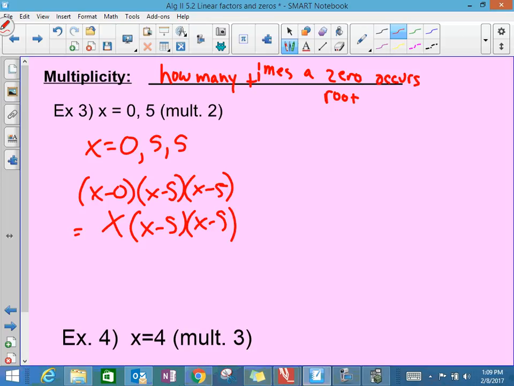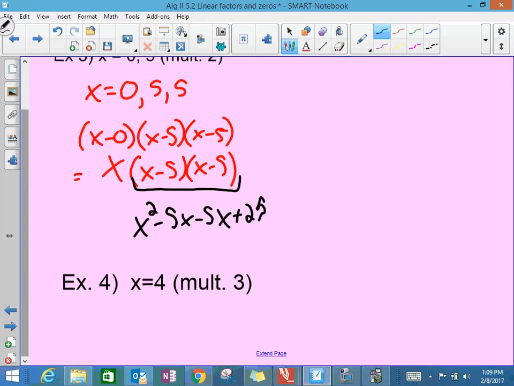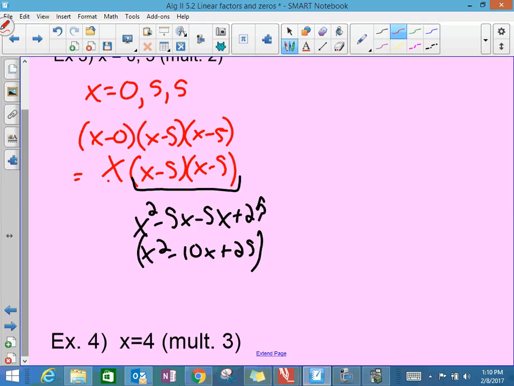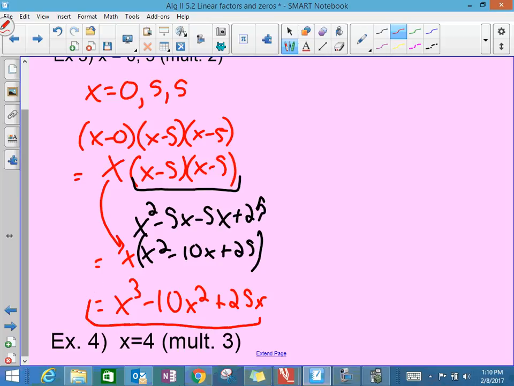FOIL, right? So we get x squared minus 5x minus 5x plus 25. X squared minus 10x plus 25. And then we bring down that x. So we get x to the third minus 10x squared plus 25x. Okay, questions about that? So you guys go ahead and try to do this next one.